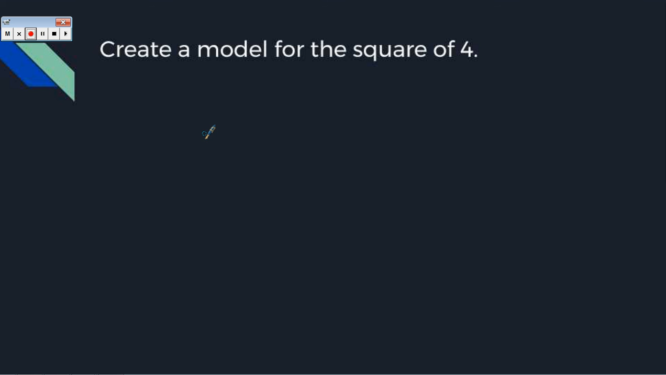Now based on what we just saw, this direction says create a model for the square of 4. So you just saw a model that was already created for the square root of 400, but now we're trying to do the square of 4. Remember that the square of 4 would be 4 squared. So take a minute to think about what that would mean for a model and go ahead and sketch one out on your notes. Please pause the video.